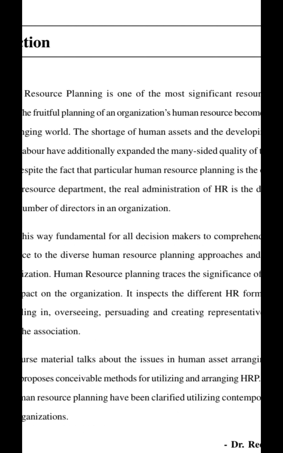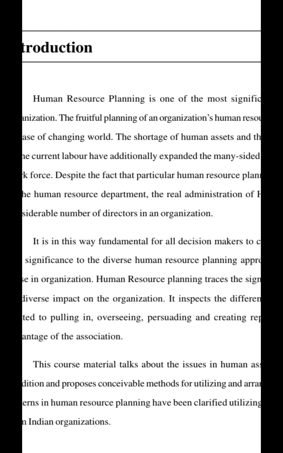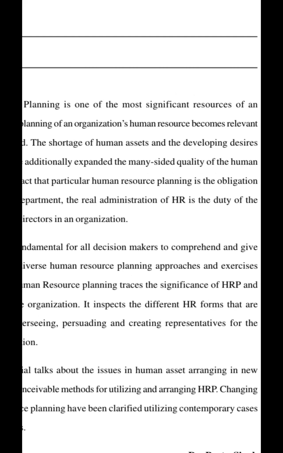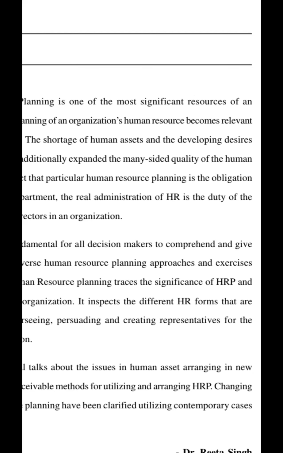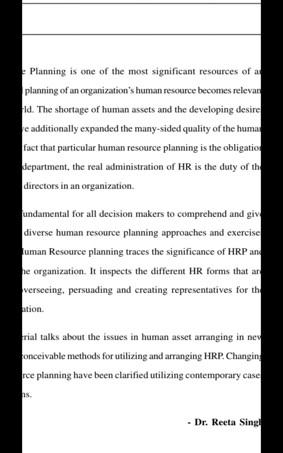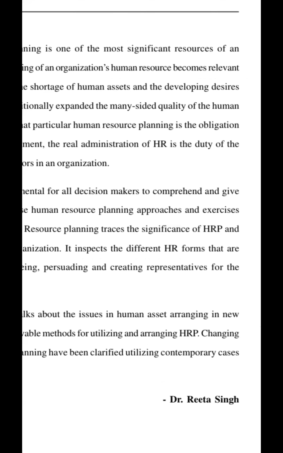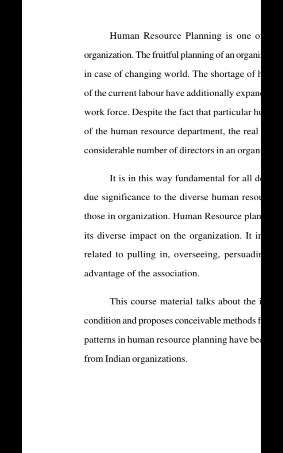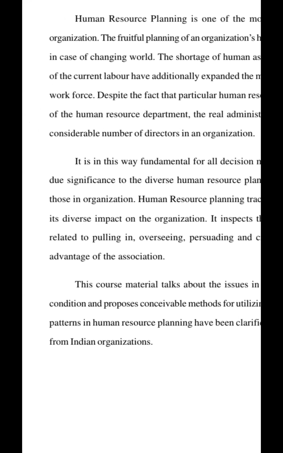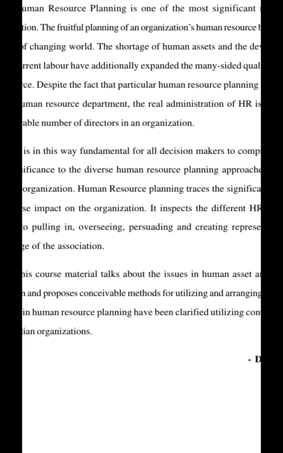The shortage of human assets and developing desires of the current labor have additionally expanded to the many-sided quality of the human workforce. Despite the fact that a particular human resources planning is the obligation of the human resource department, the real administration of HR is the duty of a considerable number of managers in an organization.